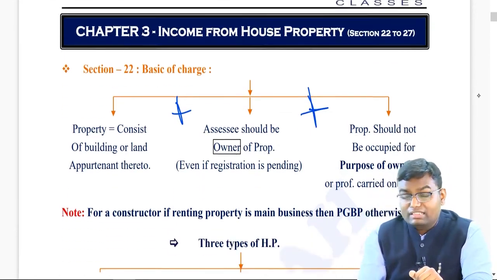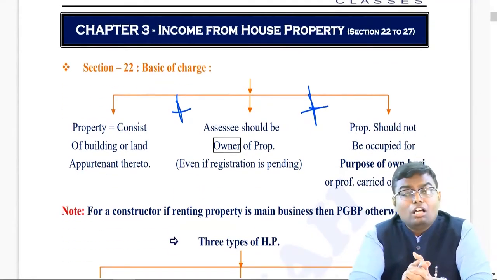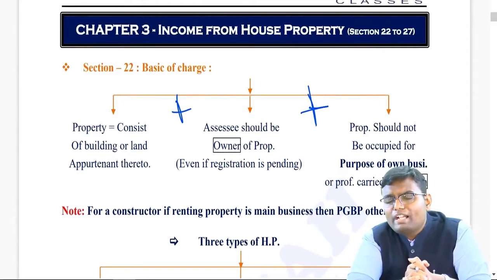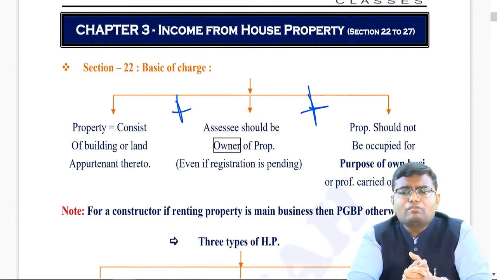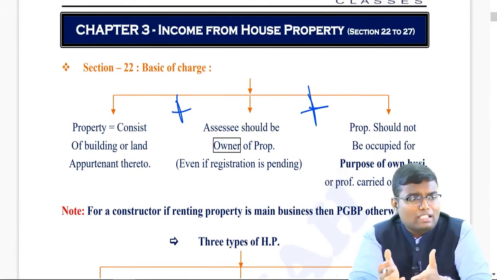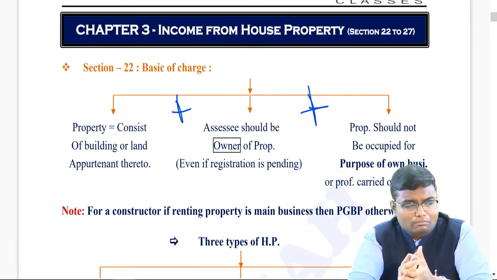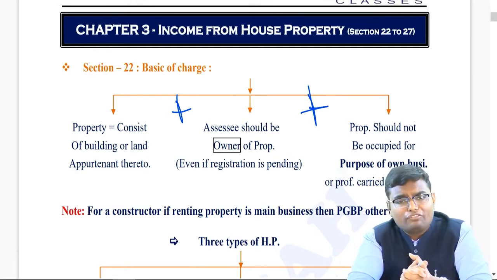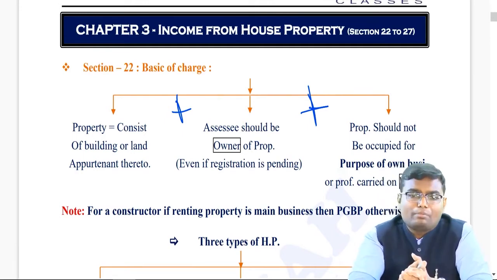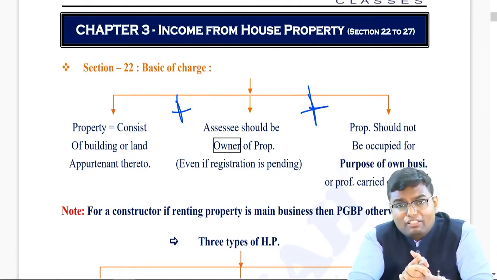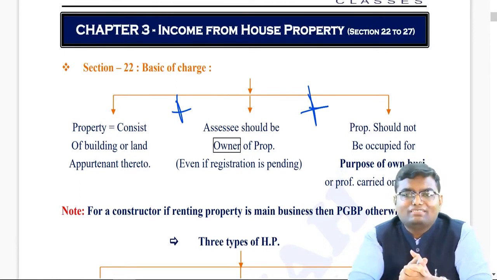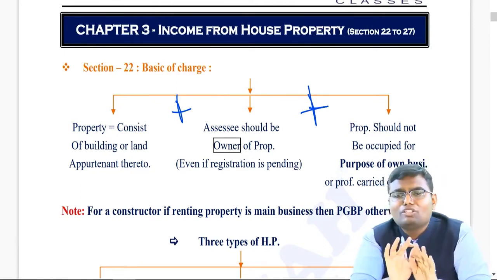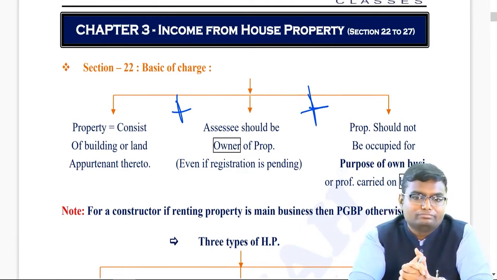And number 3, and this is the most important condition, the property should not be occupied for the purpose of your own business and profession. You are not using it for your own business and profession. So let's say I have an office in my ownership, and I am using it for my own profession, doing my practice from there. It is not called house property, it is my business asset. But if I have an office in my ownership, I am not using it, and I am giving it on rent, then it will be called house property because I am not using it for my business or profession.